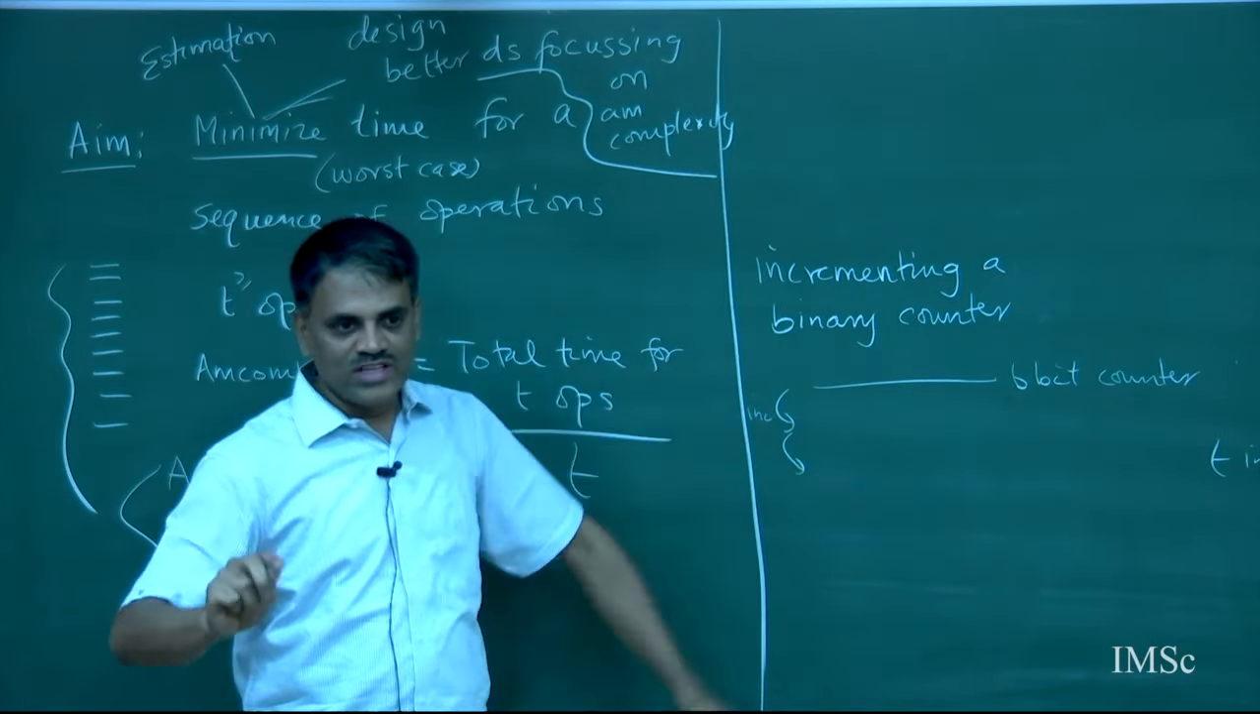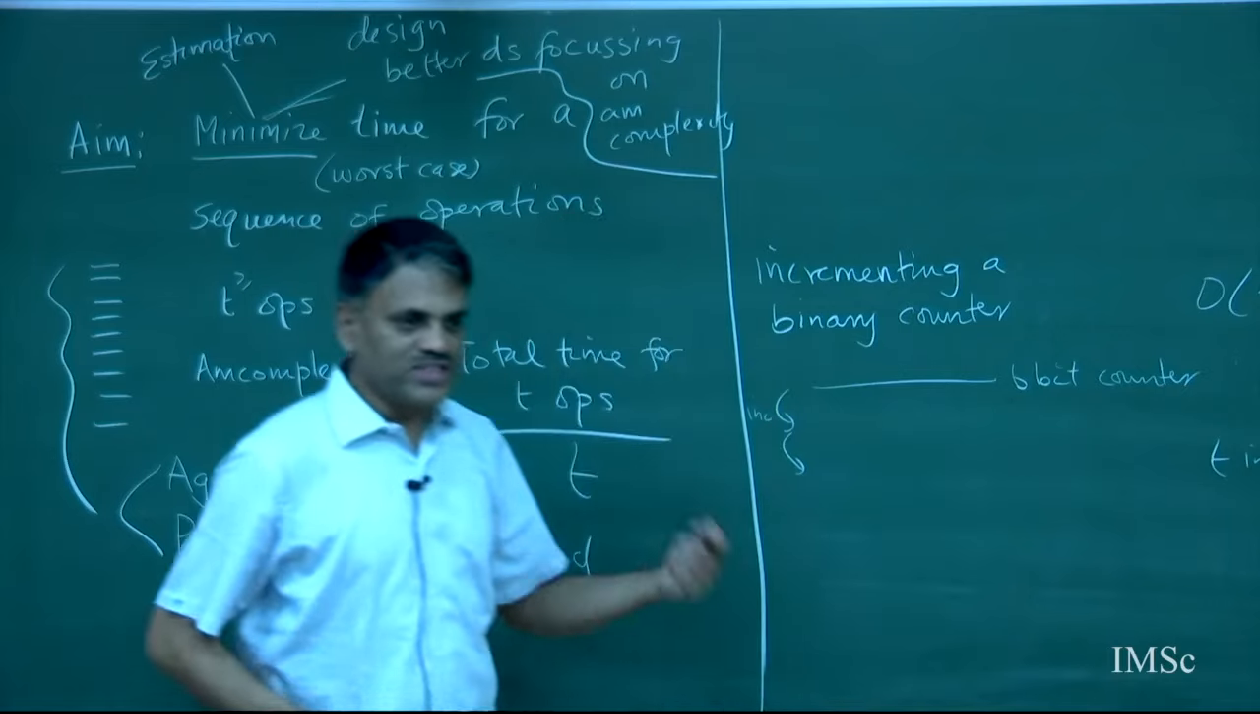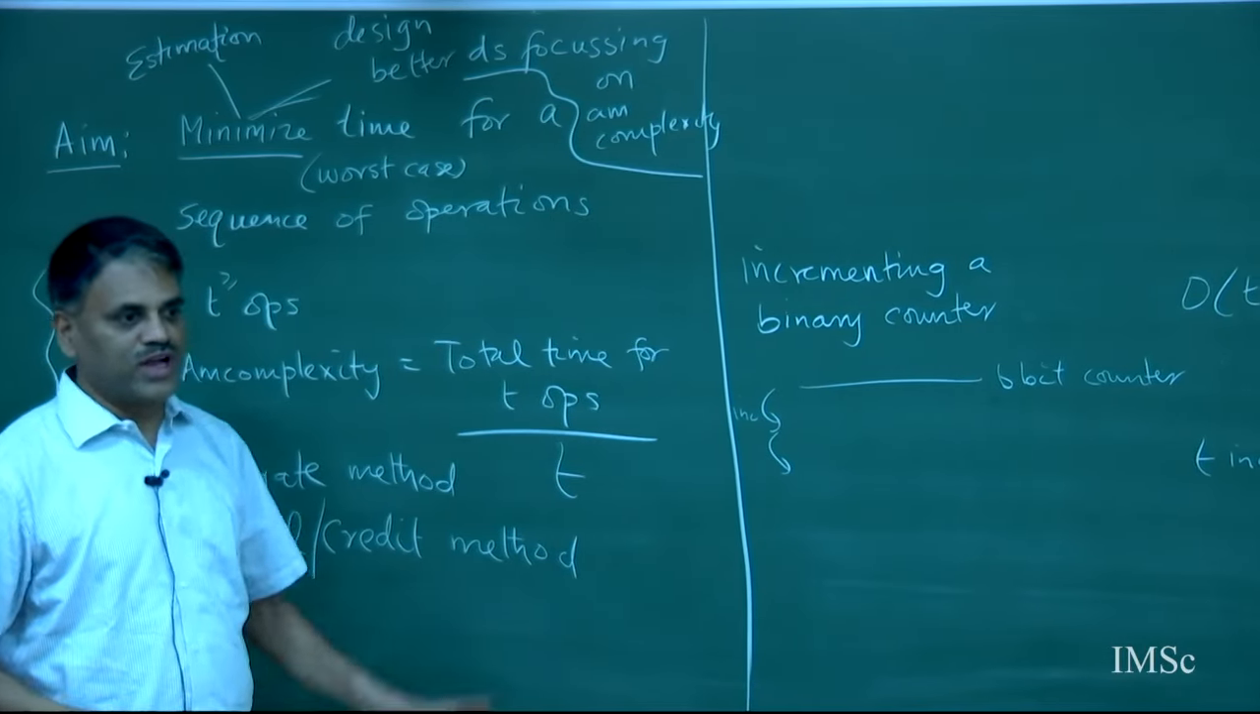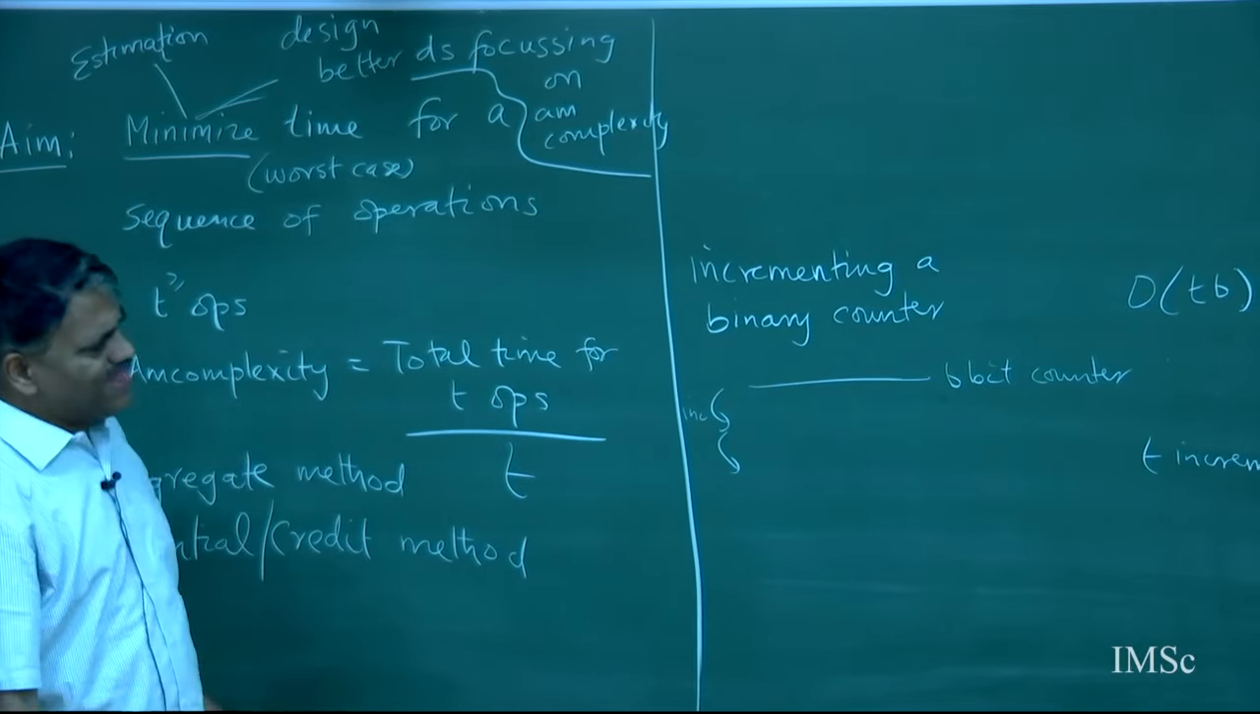Order B, because in the worst case they're all 1s, and you might have to change all of them. So the worst case is B, and if I'm doing T increments, an estimate would be overall time T times B. And we want to argue that actually you can do better. And why do we even think it's better?